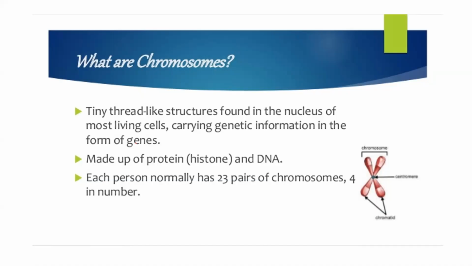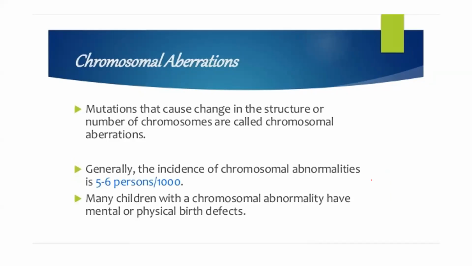Each person normally has 23 pairs of chromosomes. They are 46 in number. As you can see, this is a chromosome structure. These are the two chromatids and this is the centromere.